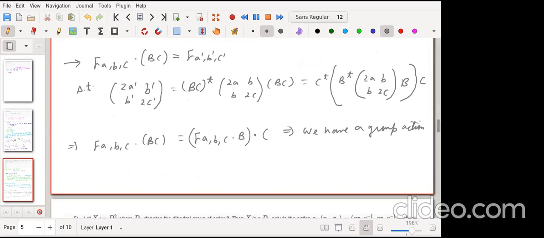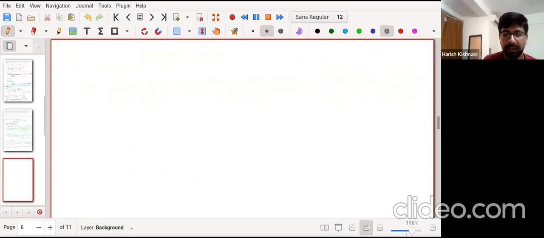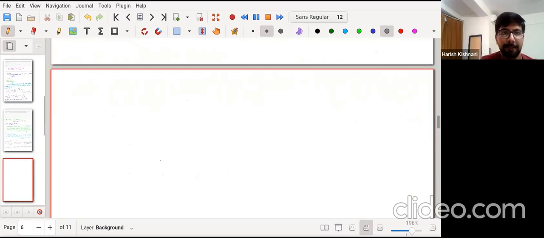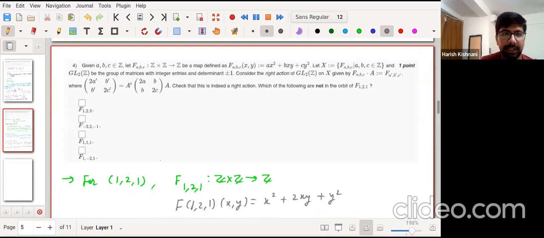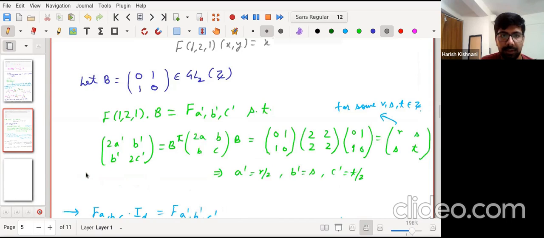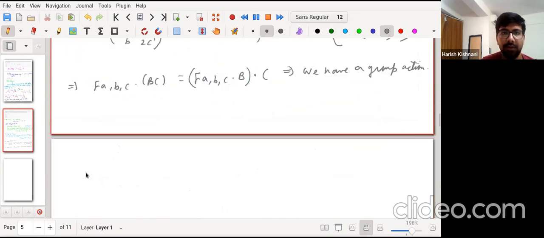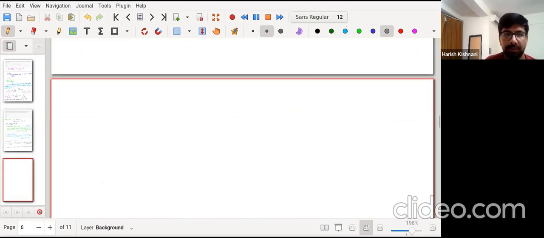Yes, sir. So now we also need to check whether these elements belong to the orbit of f121. Which of the following are not in the orbit of 121? So let us first state the definition of the orbit of 121, and then it should be very clear.